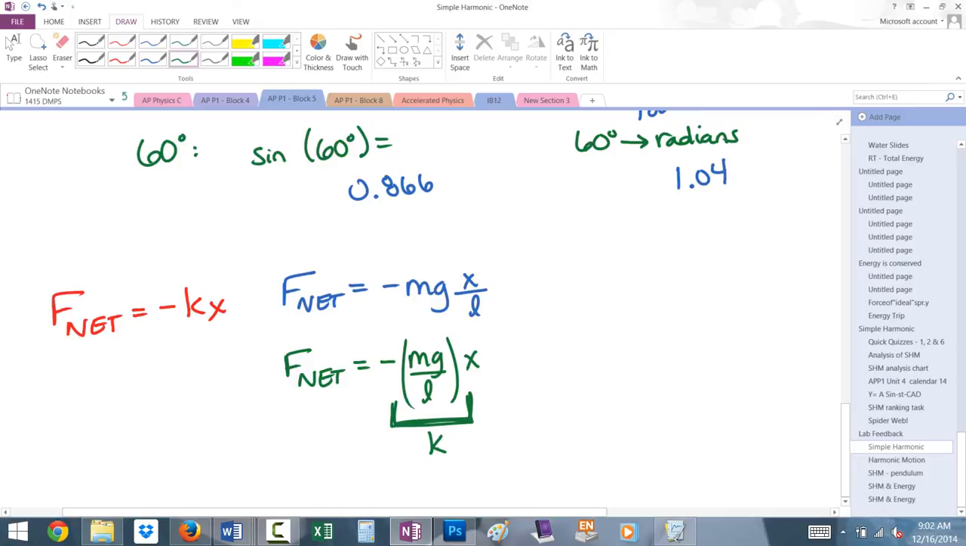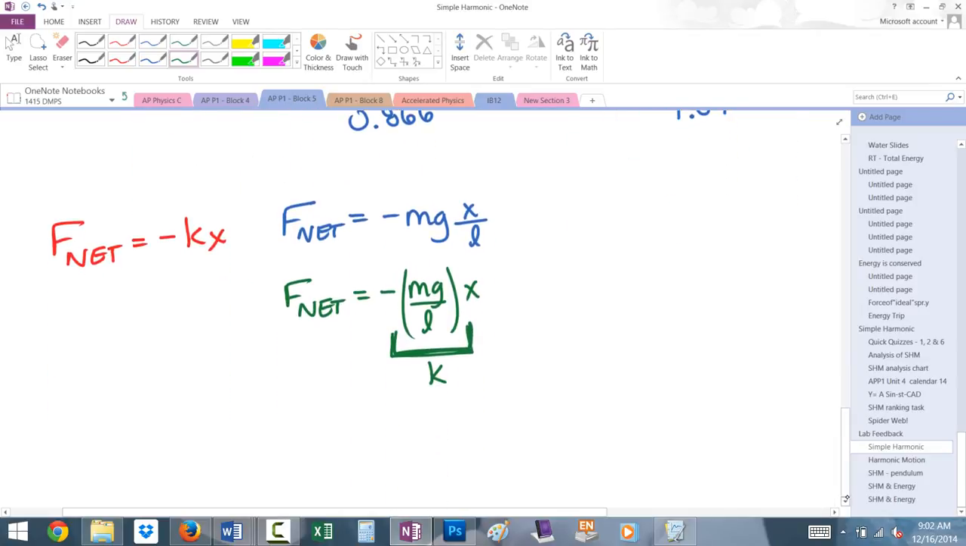So for small angles, a pendulum does exhibit simple harmonic motion. For large angles, it does not. It's a more complex motion then. Now, we can take this another step further, because we can.